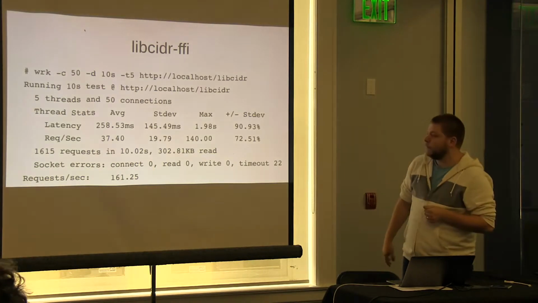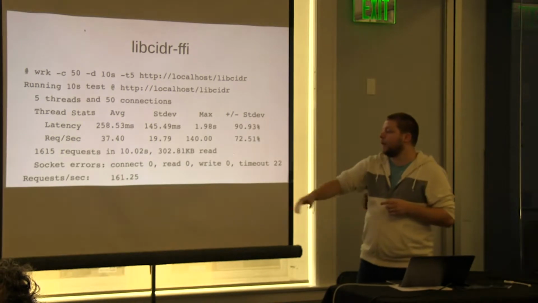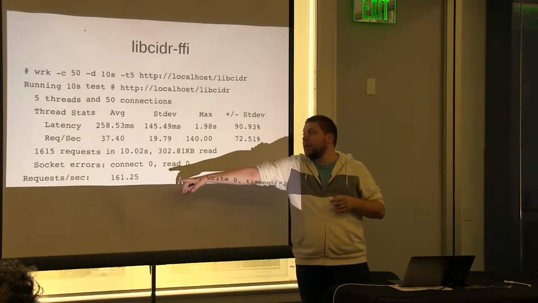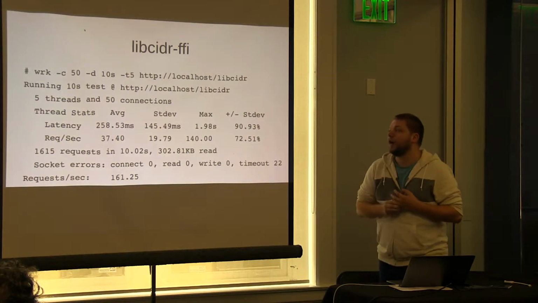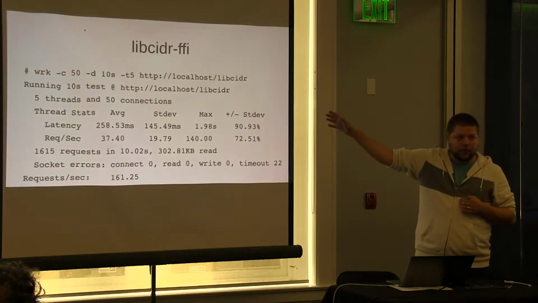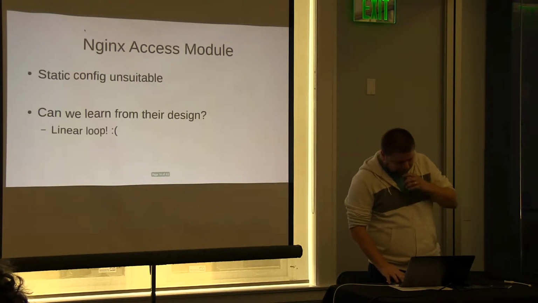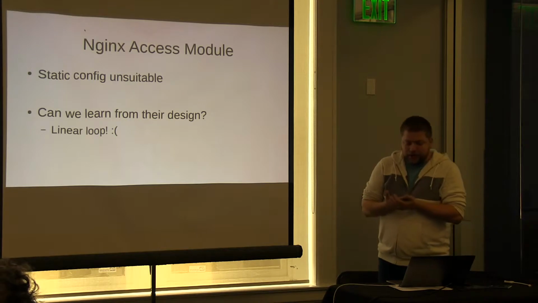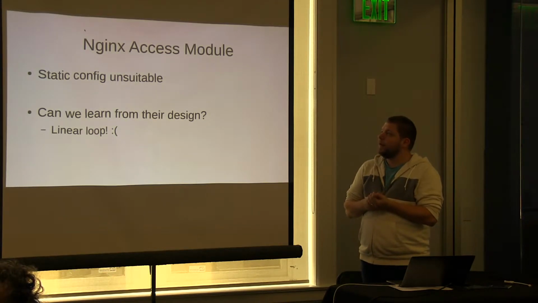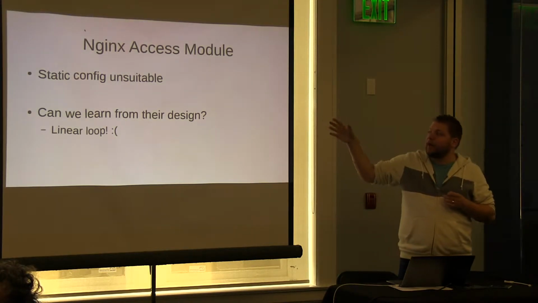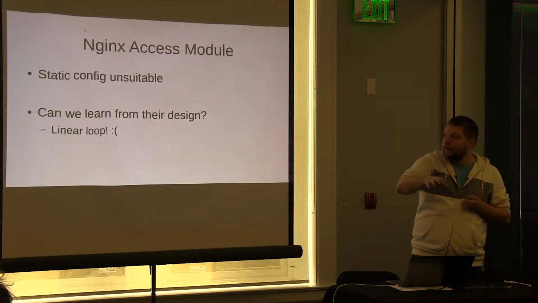And our performance results were an order of magnitude worse, with only 160 requests per second that we were seeing in the same benchmark. So clearly this is not going to work for us at any scale either. So again, the other thing that we looked at was trying to dig into the Nginx access module and figure out how they handle ACL lookups.